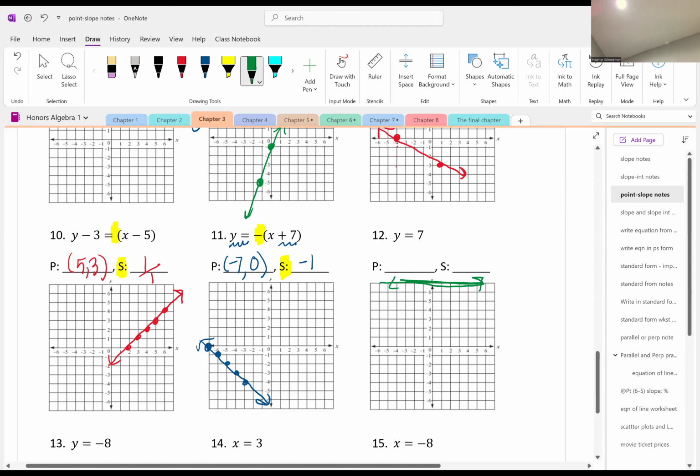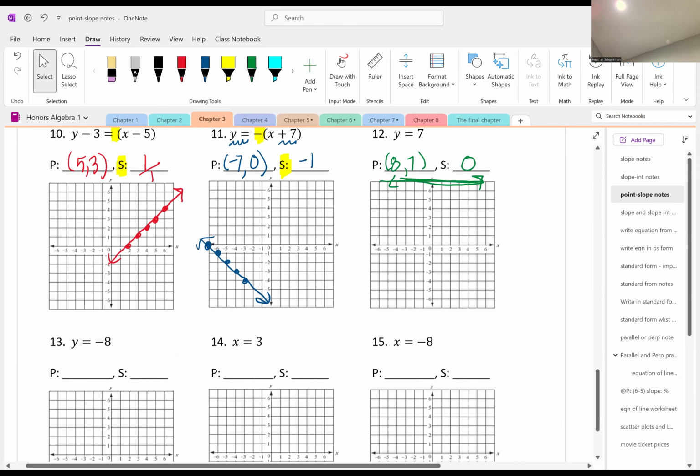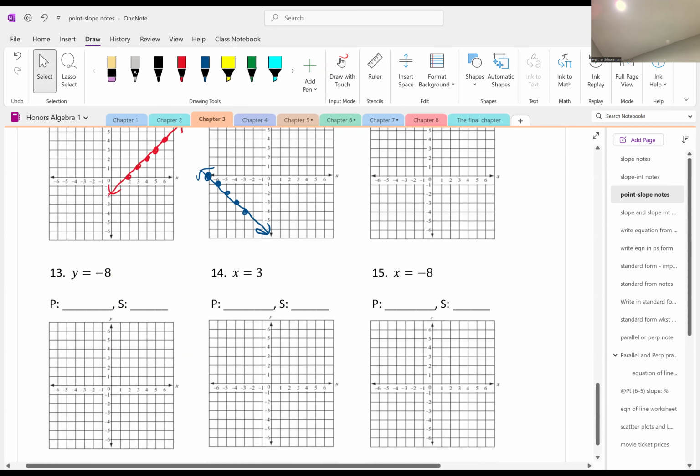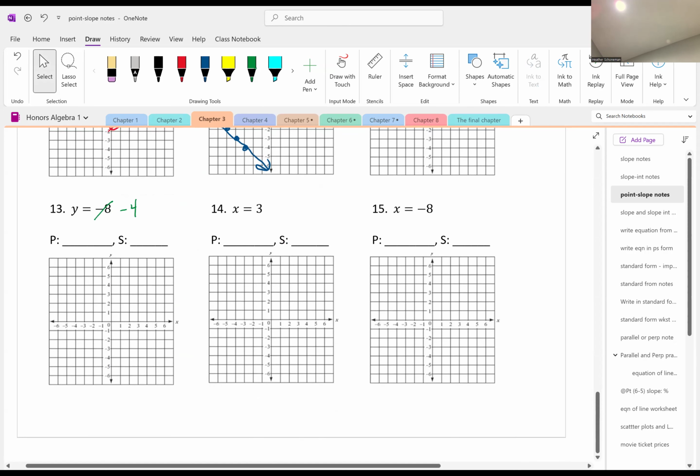Okay, and when we have a horizontal line, our slope is 0. And now we need to pick a point. Well, you can pick any point you want as long as y is 7. Okay, y = -8 is not going to fit on our graph, so we'll do -4. So it's all the points where y is -4. So we have 0, -4, 3, -4, -4, -4. It's all of these points. And when we have a horizontal line, the slope is 0, and we can pick any point we want as long as y is -4.